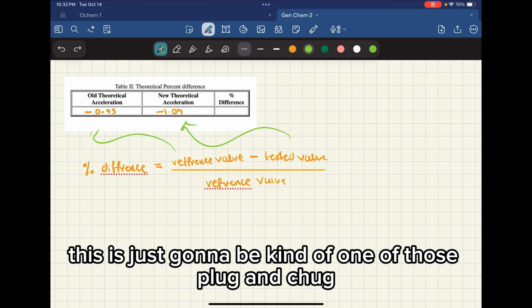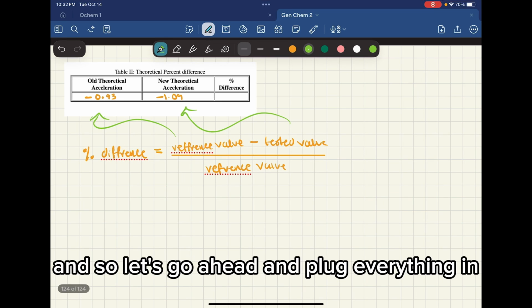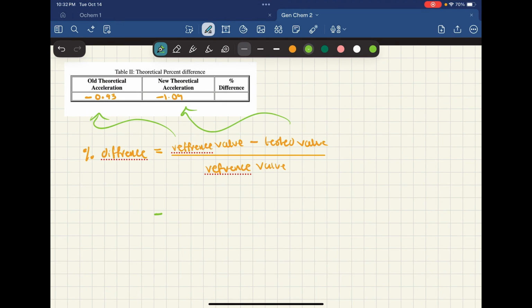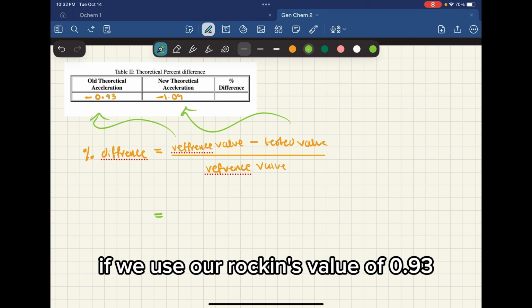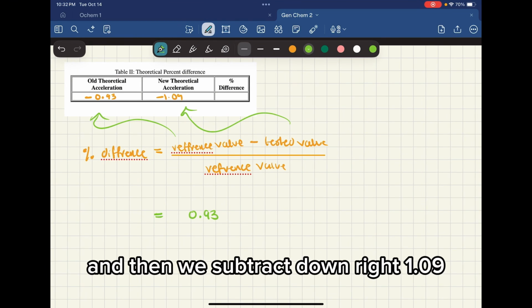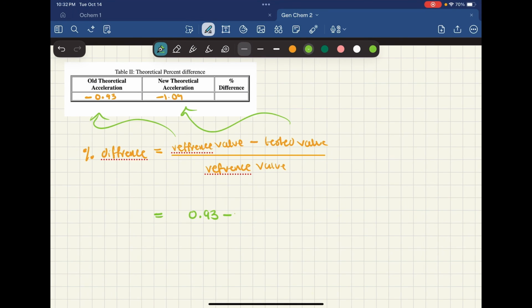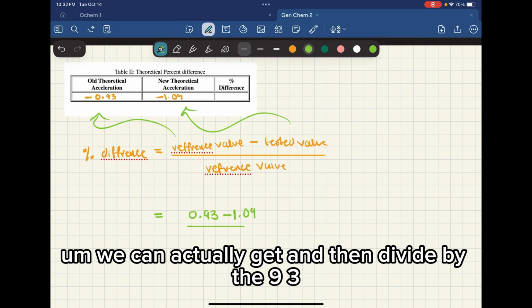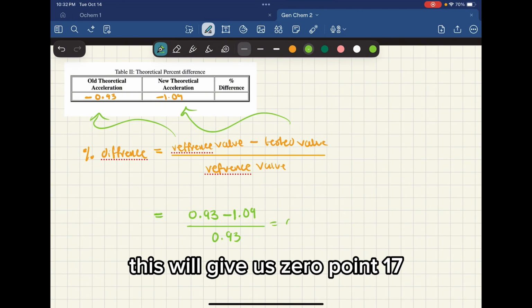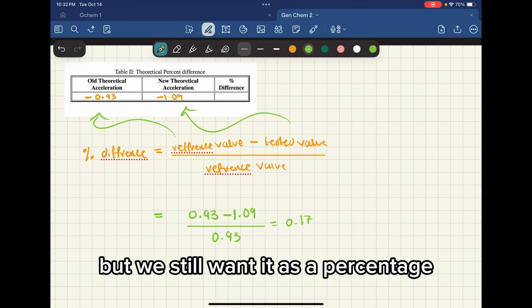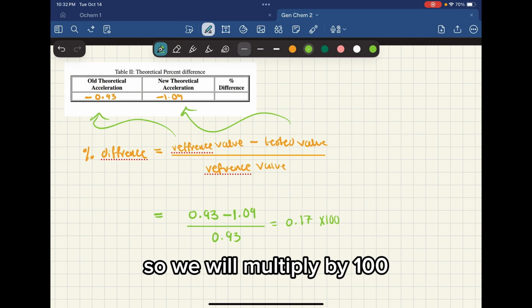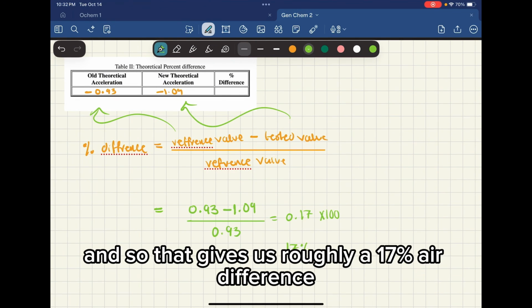Once again, this is just going to be one of those plug and chugs. Let's go ahead and plug everything in. If we use our reference value of 0.93, and then we subtract out 1.09, and then divide by the 0.93, this will give us 0.17. But we still want it as a percentage, so we will multiply by 100. And so that gives us roughly a 17% difference.